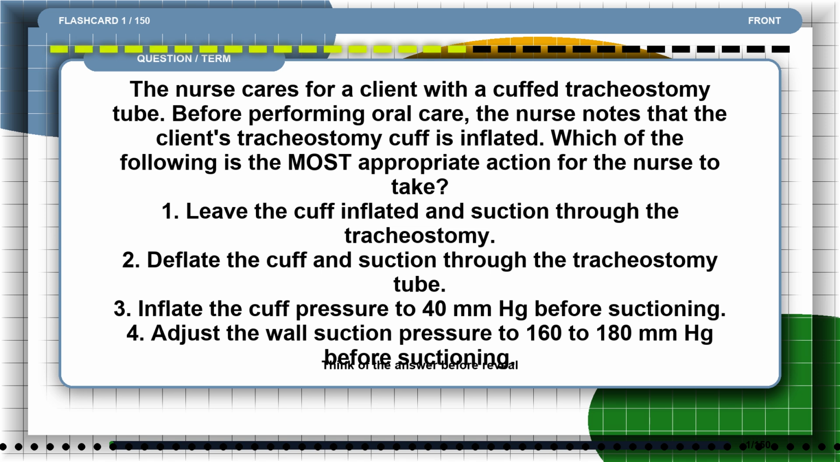1. Leave the cuff inflated and suction through the tracheostomy. 2. Deflate the cuff and suction through the tracheostomy tube. 3. Inflate the cuff pressure to 40 mmHg before suctioning. 4. Adjust the wall suction pressure to 160 to 180 mmHg before suctioning. Think of the answer before the reveal.